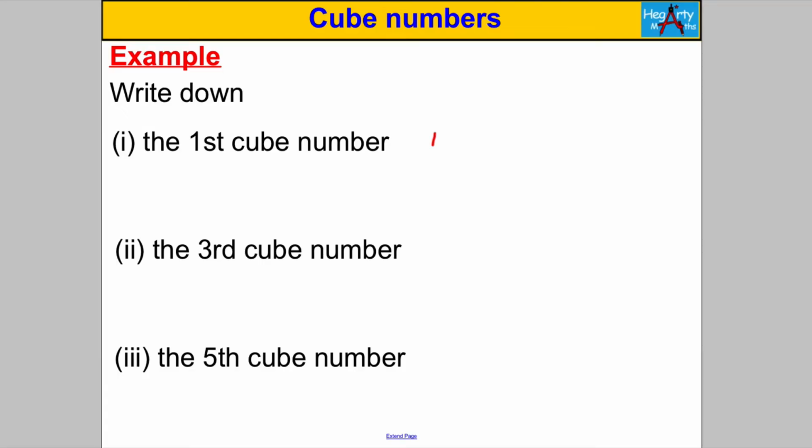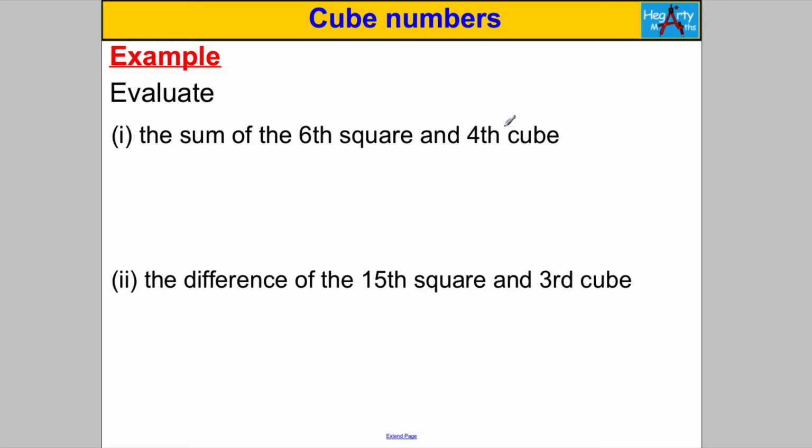The first cubed is the answer to 1 multiplied by 1 multiplied by 1, which is 1. The third cubed is the answer to 3 multiplied by 3 multiplied by 3. 3 times 3 is 9 times 3 is 27. The fifth cube is 5 multiplied by 5 multiplied by 5. 5 multiplied by 5 is 25, times another 5 is 125. I showed you those ways of working them out in your head in case you still haven't committed these to memory.